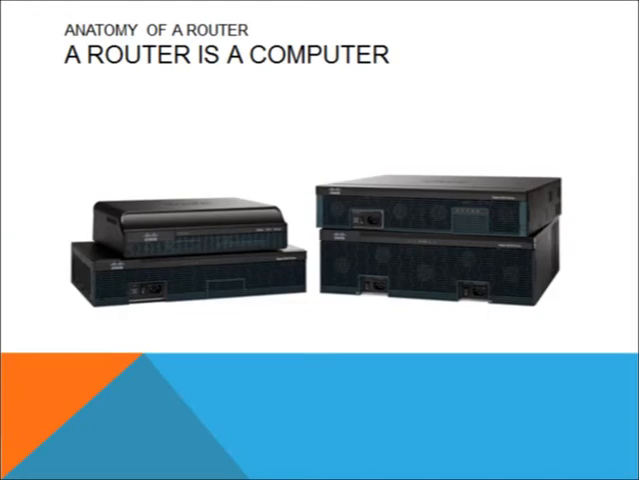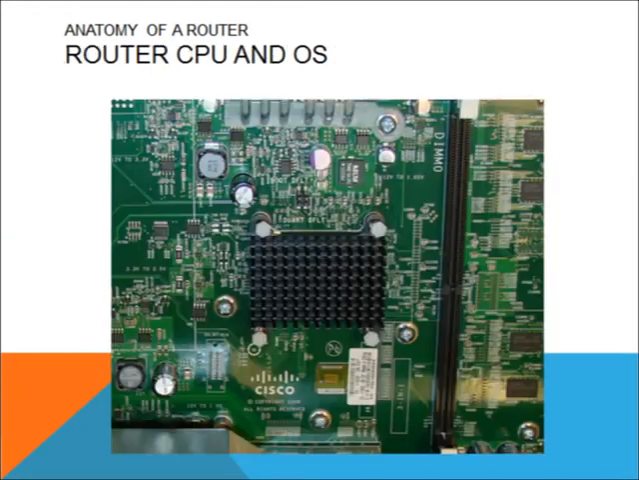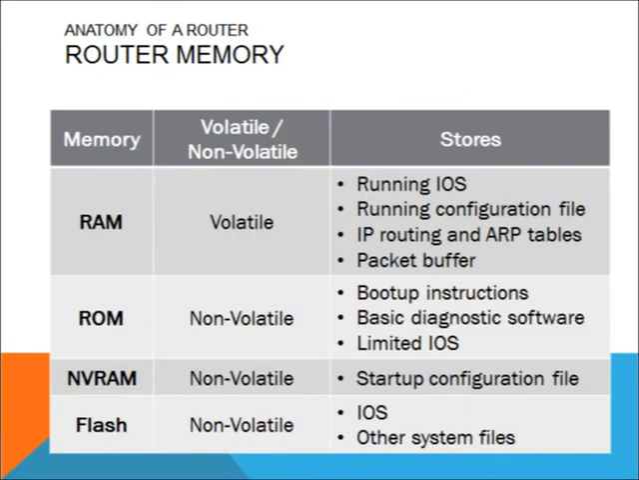Having seen the routing table, let's take a look at what exactly a router itself is. A router is essentially a computer that has its own central processing unit and operating system. The router has many different kinds of memory, namely random access memory, read-only memory, NVRAM, and also flash. The purpose of each kind of memory is shown in the table below.